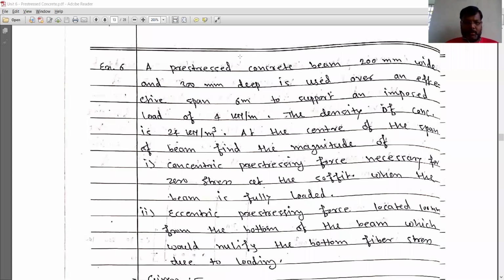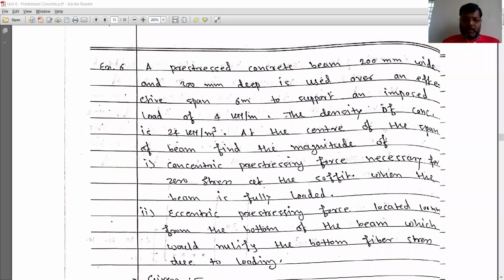Okay. So we will start the last problem of stress concept. There is a pre-stressed concrete beam which is having a 200 width and 300 deep depth, is used over an effective span of 6 meter to support an imposed load of 4 kilonewton per meter. That UDL is given, imposed, or that is live load is given. The density of concrete is 24 kilonewton per meter cube.